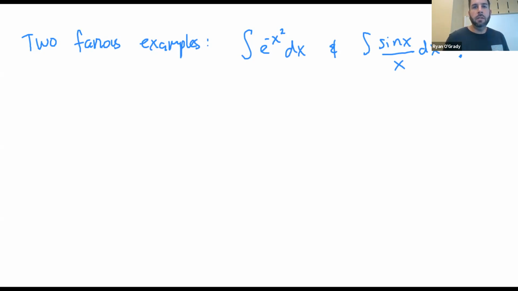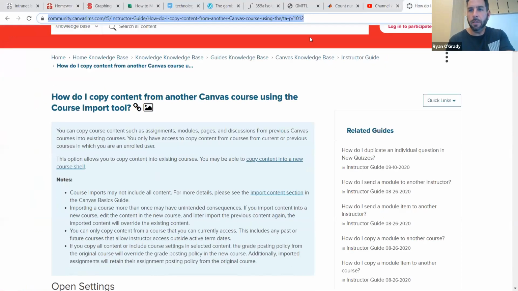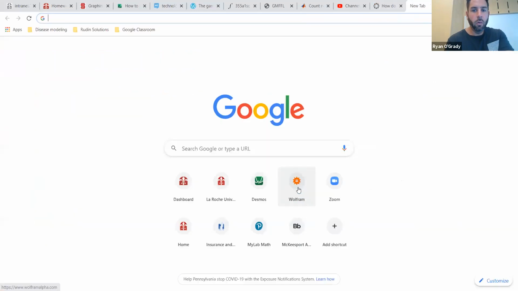So let me give you an example. One of the things people like to do in 2020 is go to the internet, right? So suppose I go to the internet. Let's say I go to the Google machine. Hopefully everybody is seeing this right now. And let's go to Wolfram.